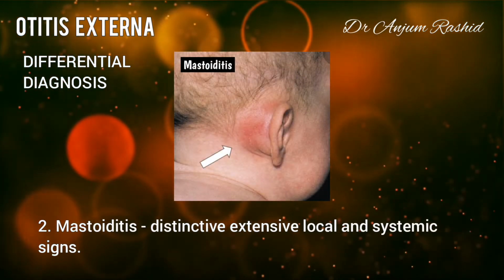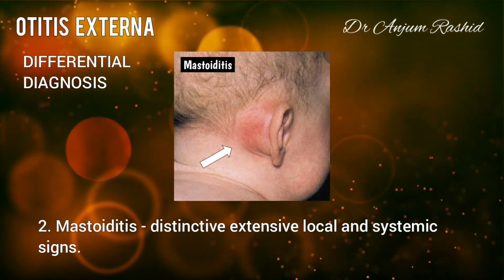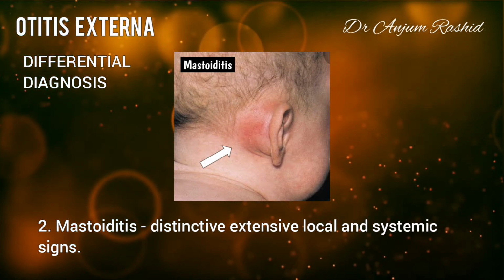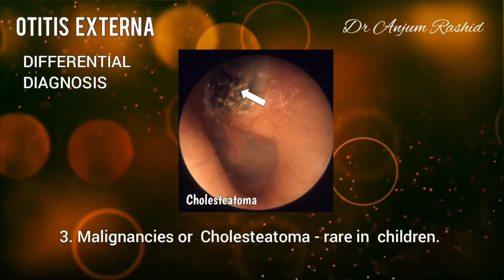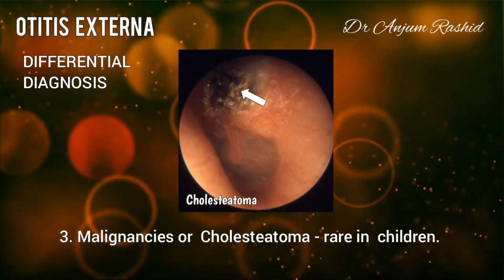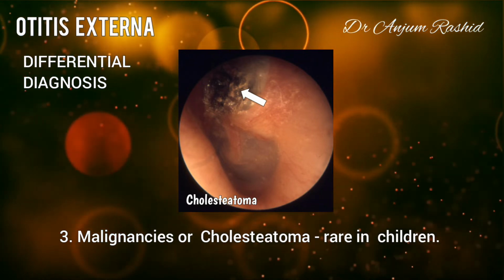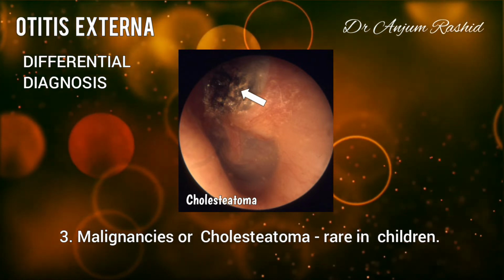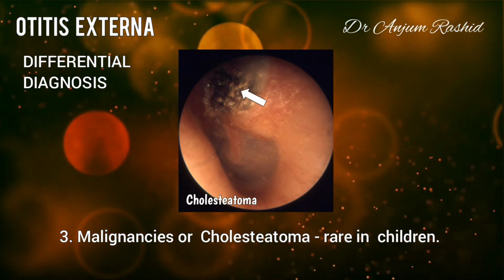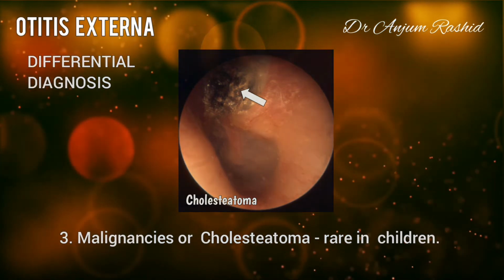Another differential is mastoiditis. Local and systemic signs of mastoiditis indicate a process more extensive than otitis externa. Now, malignancies or cholesteatoma presenting in the auditory canal are rare in children, but they may present with discharge, unusual pain, or hearing loss. Cholesteatoma is a mass-like keratinized epithelial growth in the auditory canal.